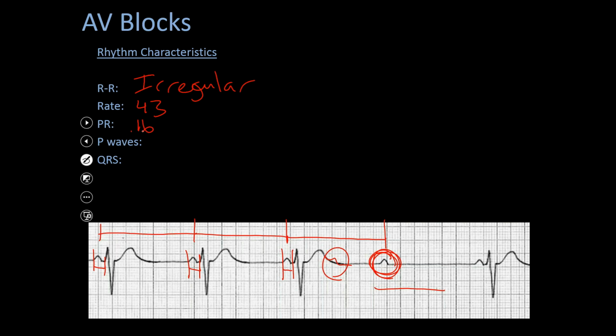P waves are upright, rounded. There's a 1-to-1 here, but over here, it's 2-to-1 AV conduction. And the QRS looks to be a little wide. Probably 3 small boxes, so I'm going to say it's 0.12 for the QRS width.